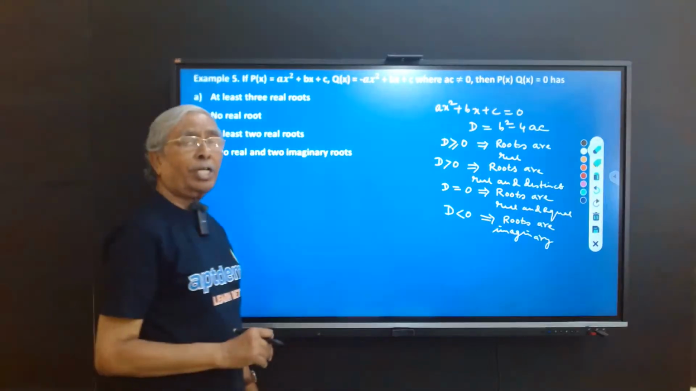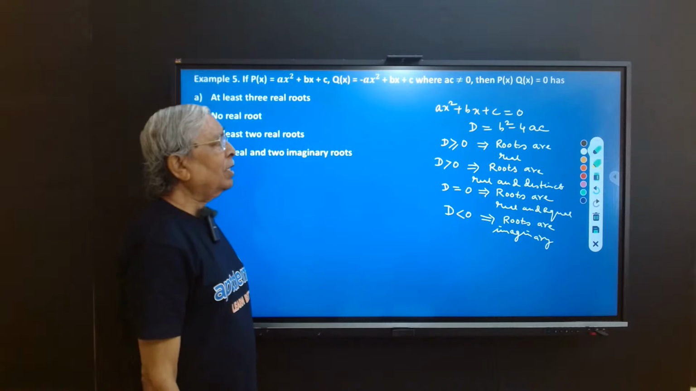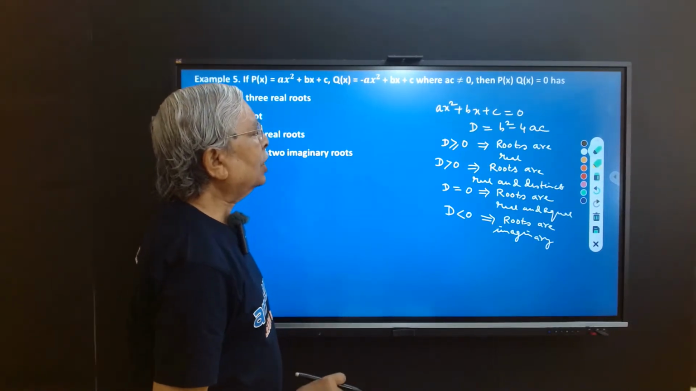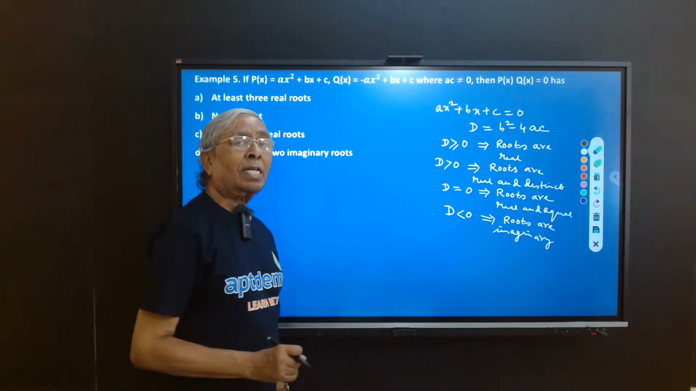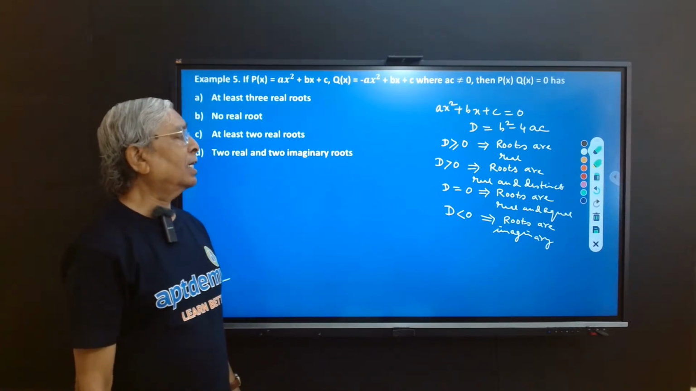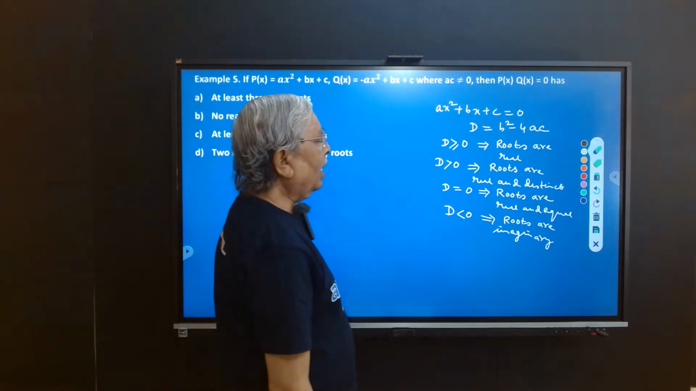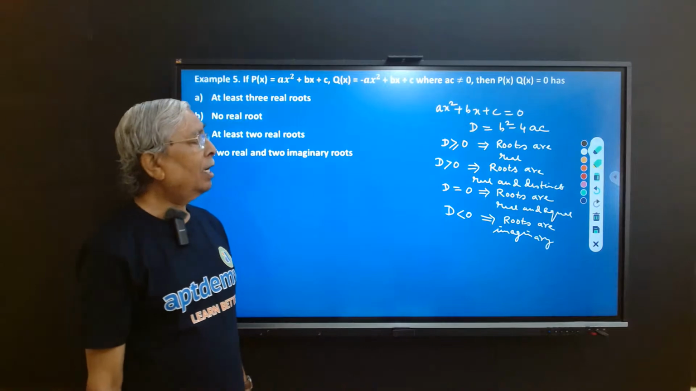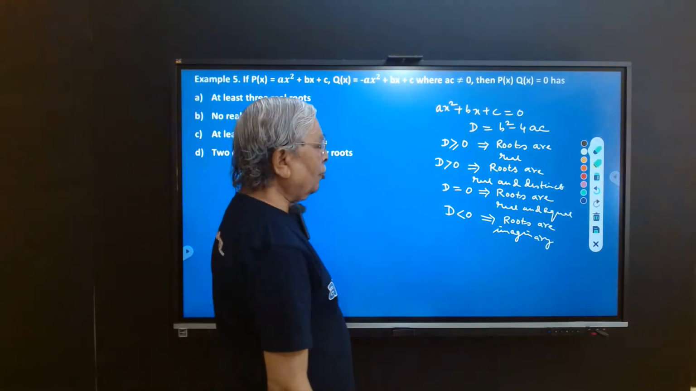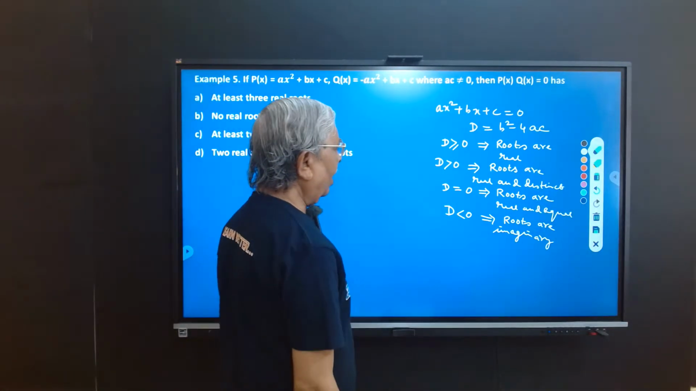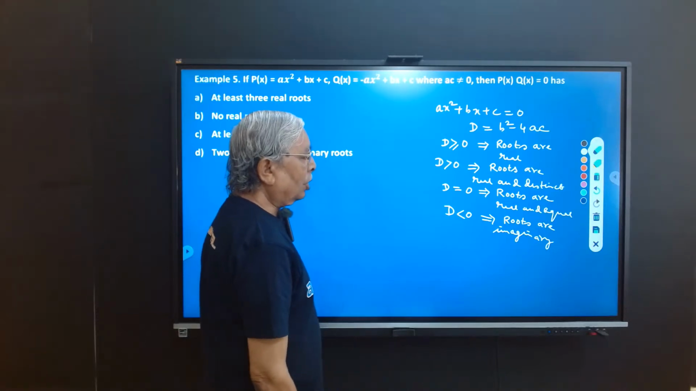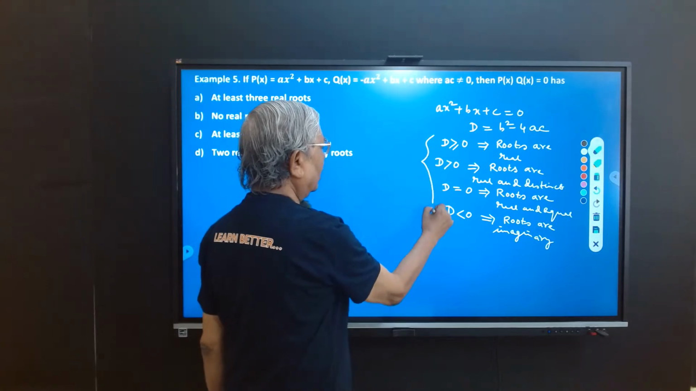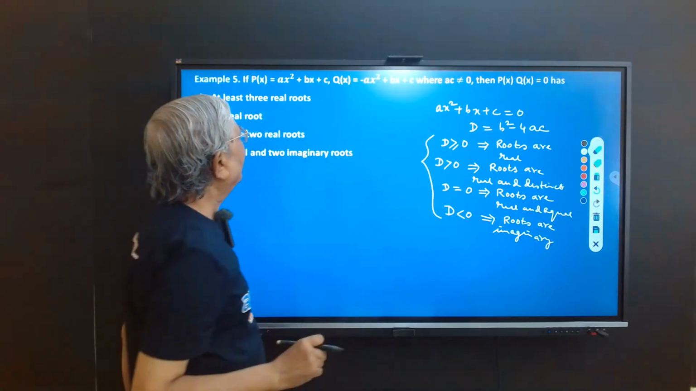So in case of the quadratic equation ax square plus bx plus c equal to 0, denote the discriminant d by b square minus 4ac. If d greater than or equal to 0, the roots are real, and in particular if d is greater than 0, roots are real and distinct. If d equals 0, roots are real and equal. And if d is less than 0, the roots are imaginary. These were the conditions.